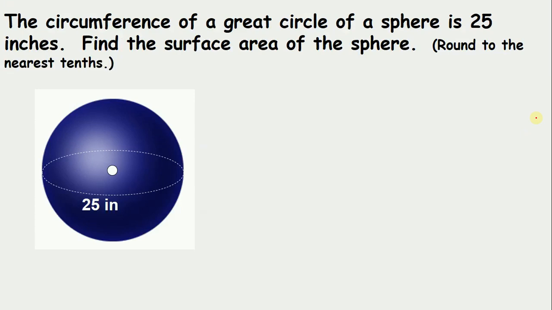Let's look at this one here. The circumference of a great circle of a sphere is 25 inches. Find the surface area of the sphere. Round to the nearest tenth, so 1 decimal place. Notice, guys, our circumference is around, so this dotted line is our great circle. It is 25 inches. So that means my circumference is 25 inches.